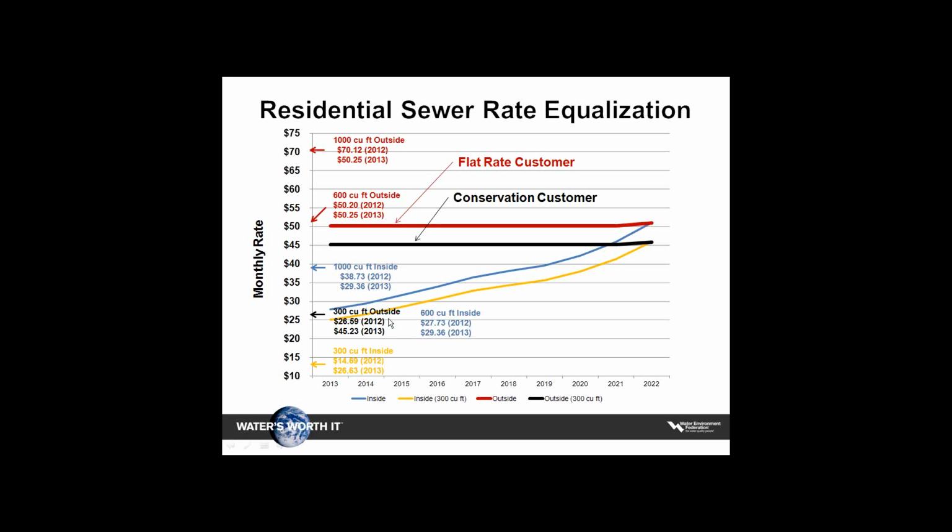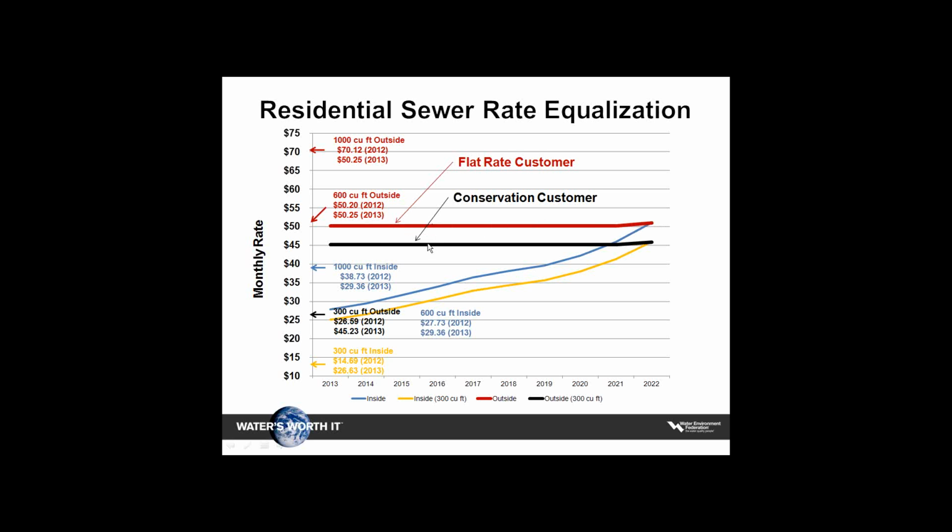That same person outside was at 26.59, or well, excuse me, that's for 2069. They went to 45.23, and so basically what's reflected here is we eliminated any surcharges to the outside customer for our sewer, and over a 9-year period, we're going to bring the inside rates up to the $50 a month for our flat rate, a normal customer.